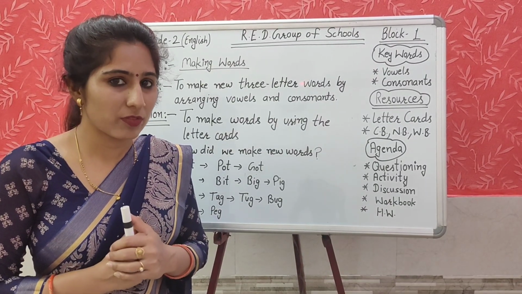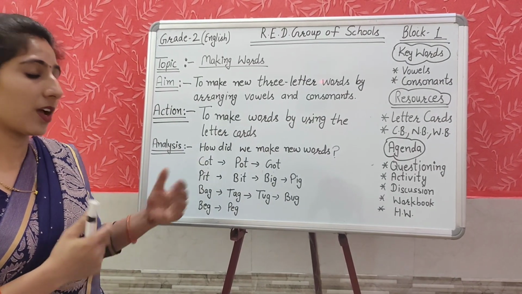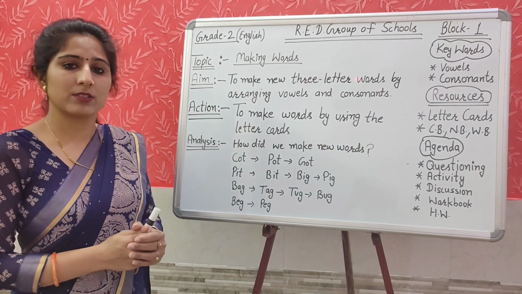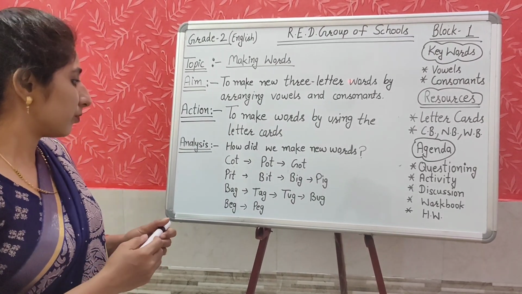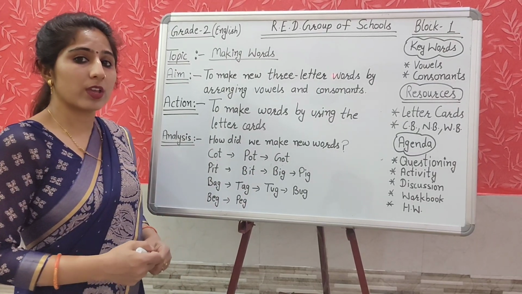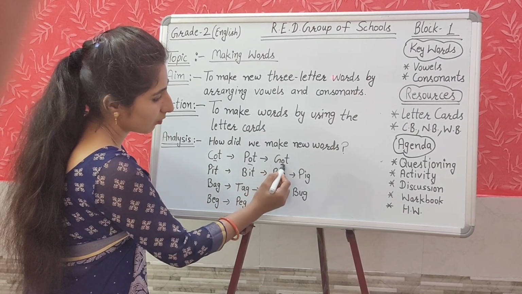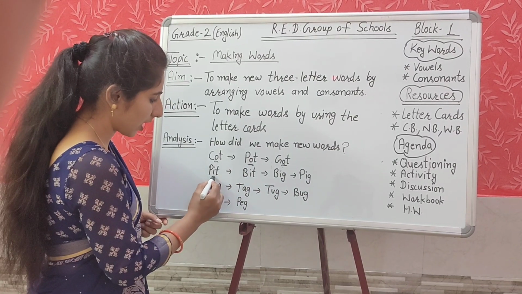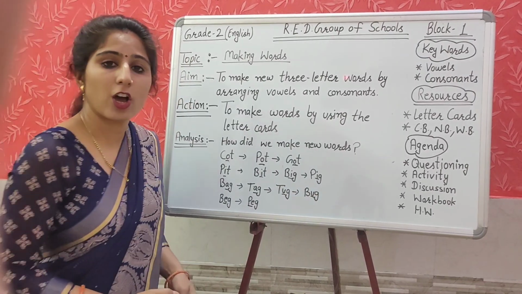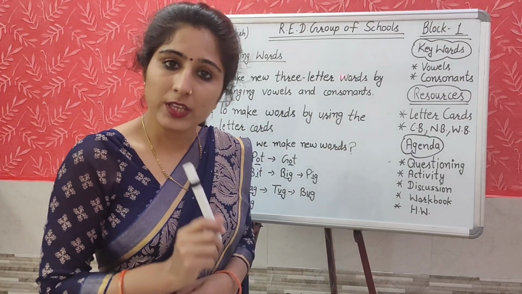Yes, students, just now we had an activity. You must have enjoyed that activity. Now it is time for the analysis part. I am going to ask some questions which are based on the activity. How did we make new words? We used 3 letter cards, in which we used 1 orange card also. How many orange cards did you use? Look at this: cot, pot. What was the color of this O? Orange. These were orange color cards. How many did we use in each word? We used only 1 orange card with each word.